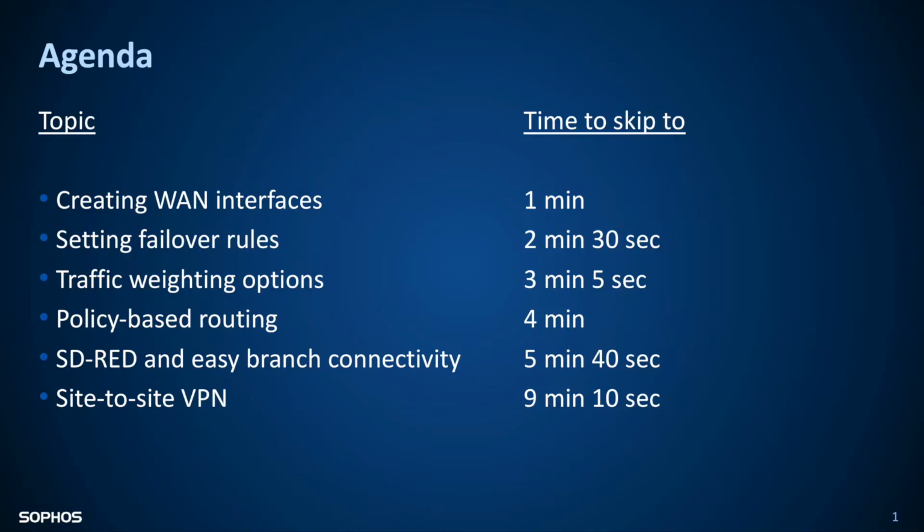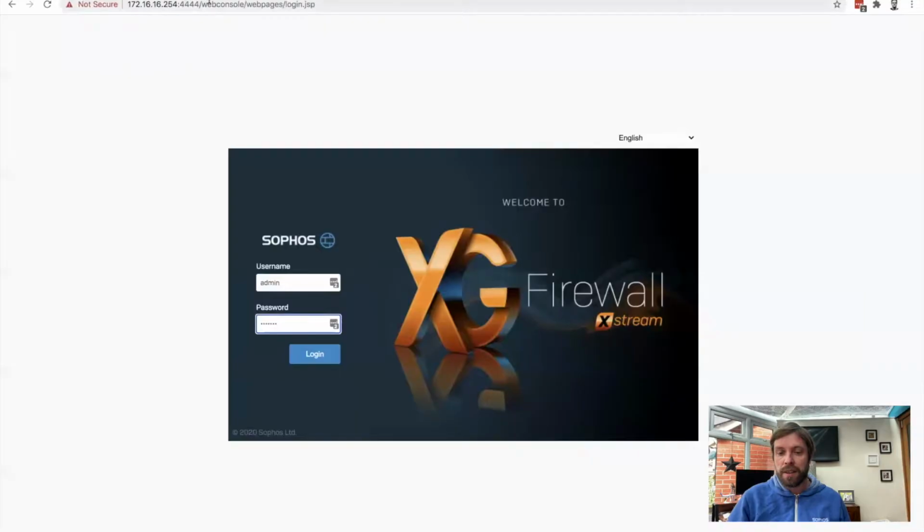In this section, what we'll be doing is looking at the XG firewall, and we'll be looking specifically at some of the software-defined networking capabilities of the XG firewall. We'll begin with looking at WAN interfaces and how they're created. Then we'll look at how we can use those selectively using failover rules. And then we'll go to more sophisticated capabilities of using those interfaces with traffic weighting and with policy-based routing before we move on to looking at two different methods of branch office connectivity.